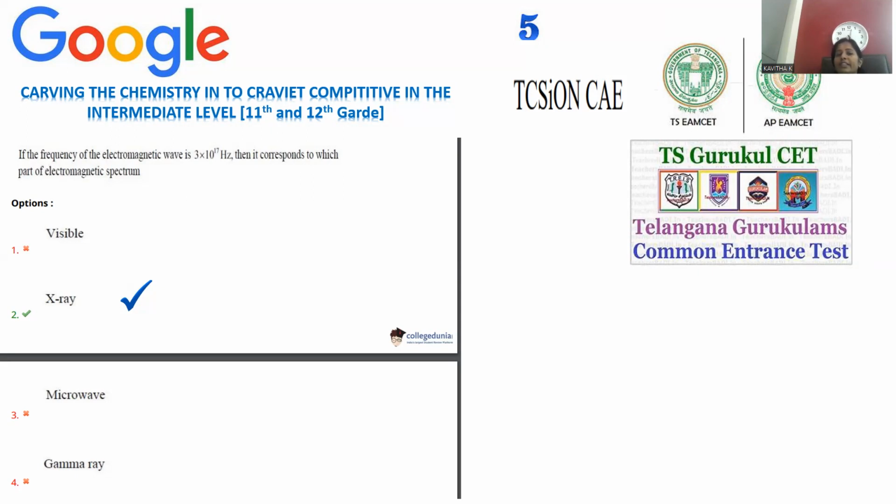Three parameters are there in order to classify them, so that in the entire sphere of the electromagnetic series, they are given a segment with 3 into 10 to the power 17 hertz. This is in terms of frequency. If we consider where this part lies, there are parts called visible region, X-ray region, microwave region, gamma region. The correct expected answer is X-rays. Let's give a detailed justification for this answer.